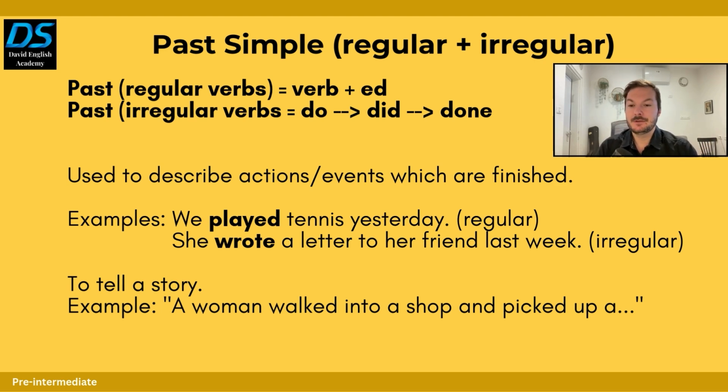Pretty much, we use this tense to describe actions and events which are finished, okay? Examples: we played tennis yesterday. Played is a regular verb. And she wrote a letter to her friend last week. This is an irregular verb.